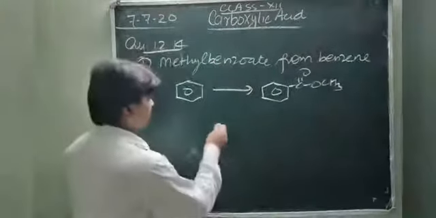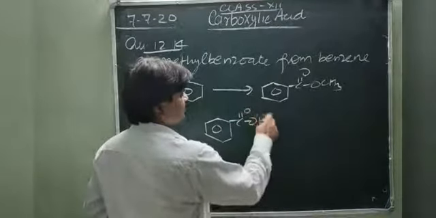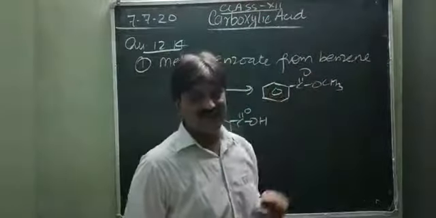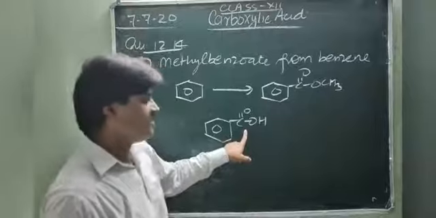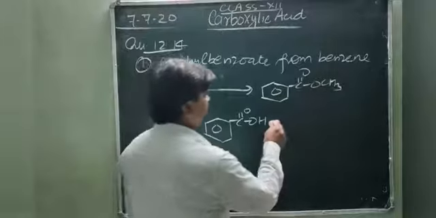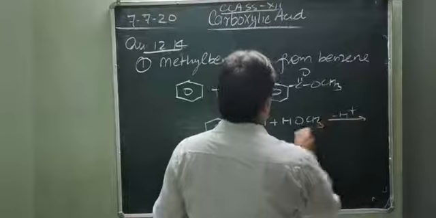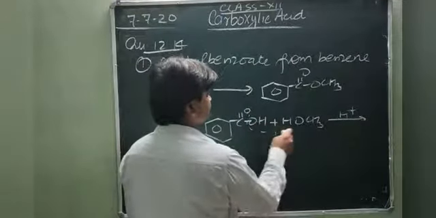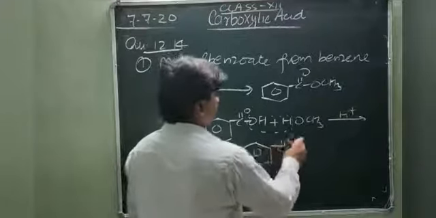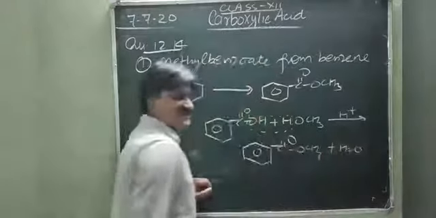If you have benzoic acid, C6H5COOH, what changes? The hydrogen of the acid is replaced by OCH3. So when it is treated with methyl alcohol, HOCH3, in presence of H plus acid, H2O is released, forming C6H5COOCH3 plus H2O. This is the esterification.